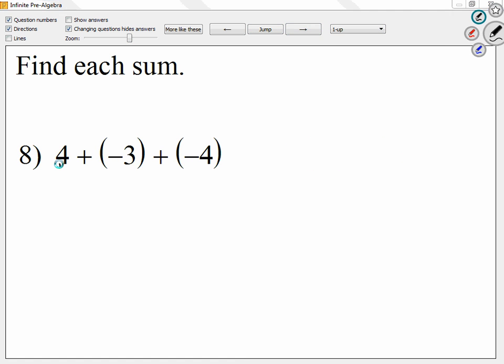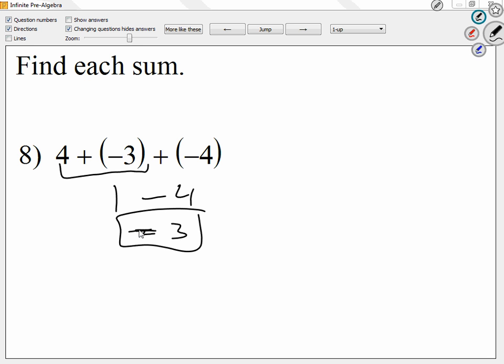Looking at number 8, the first two numbers, +4, -3, I'm going to call that +1. Remember, because they have different signs, you subtract and keep the sign of the larger one. So I have +1 and a -4. Notice I dropped the next number. +1 and a -4, I'm going to call that -3. Different signs, you subtract and keep the sign of the larger one.